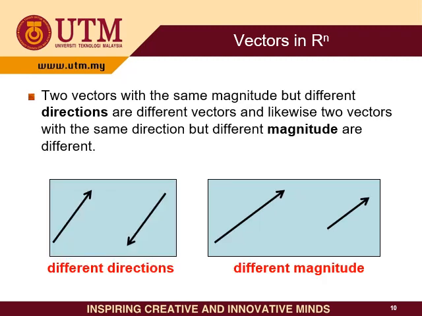Two vectors with the same magnitude but different directions are different, and two vectors with the same direction but different magnitude are also different. So you can see this one is different because we have a different direction. This vector is different because of the magnitude: same direction, but the magnitude is different.